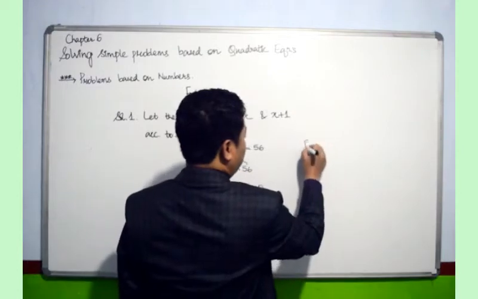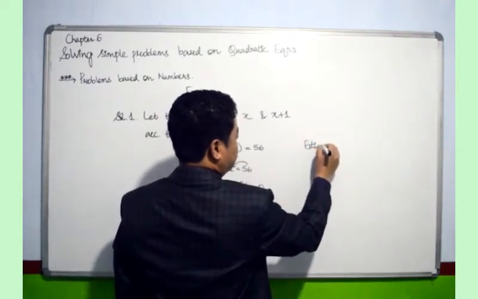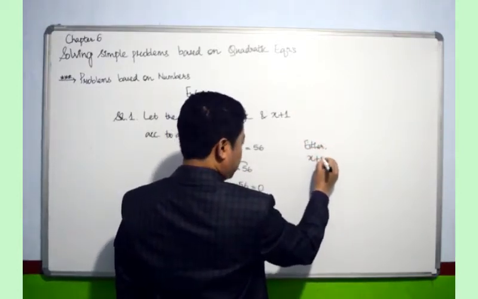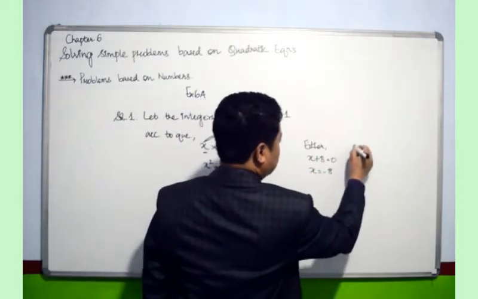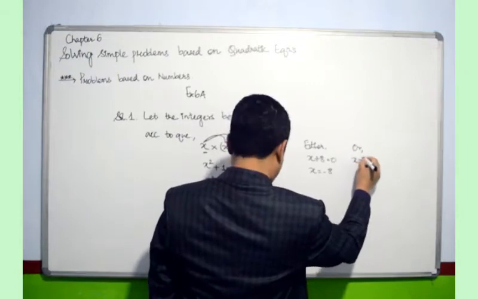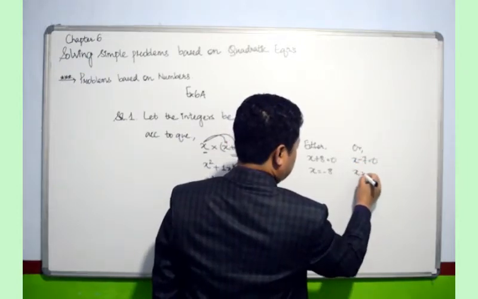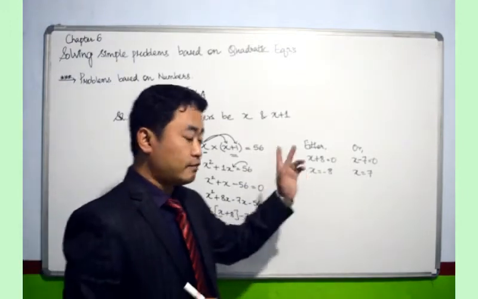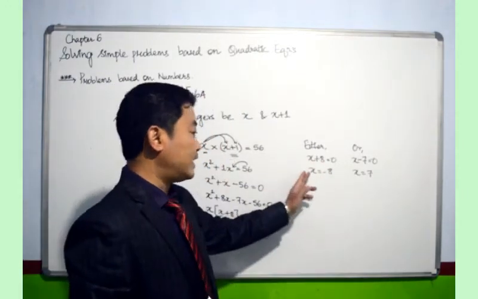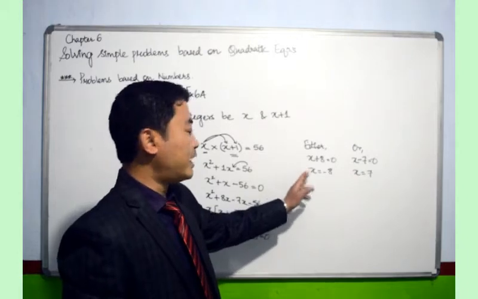So now what do we have? We have either x plus 8 equals 0, that is the value of x is minus 8, or x minus 7 equals 0, that is x equals 7. Now see, we got the values for x, remember that. We got the value for x, one of the variables.